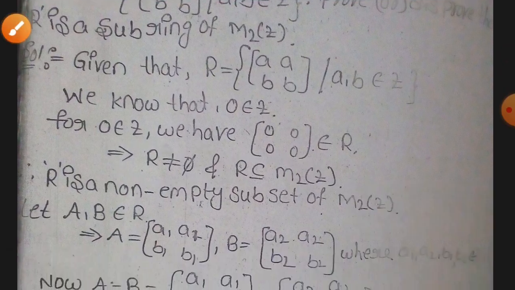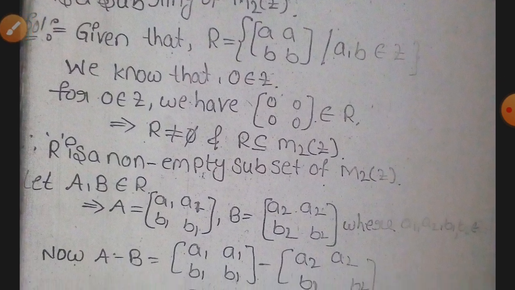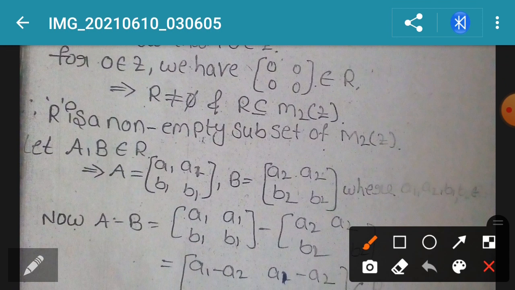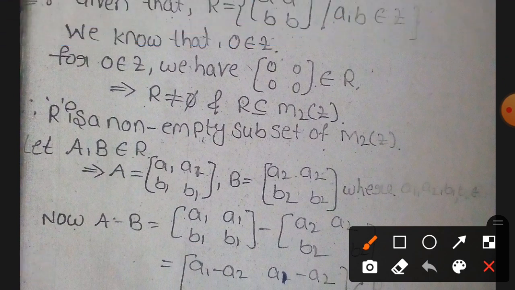After that, what we have to do is the theorem: if A minus B is in S, then S is a subring. A into B is also needed. A minus B and A into B, both terms must be in S for S to be a subring. So that's why we took capital A minus B.